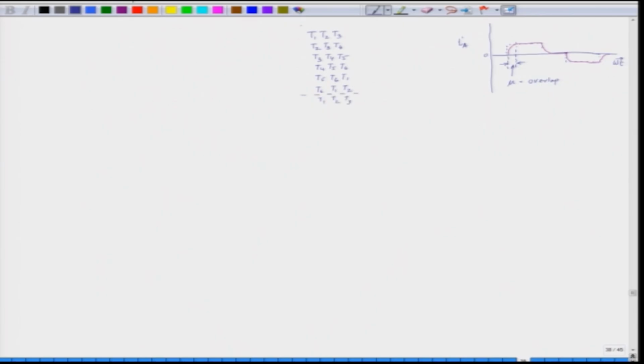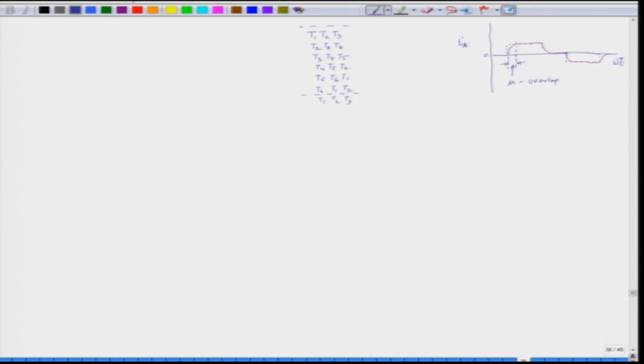So, the cycle repeats here. For a brief time, when we trigger, let us say T1, T2, T3, when we trigger T3, T1 does not turn off. So, it basically takes some time. So, this is the way it conducts.